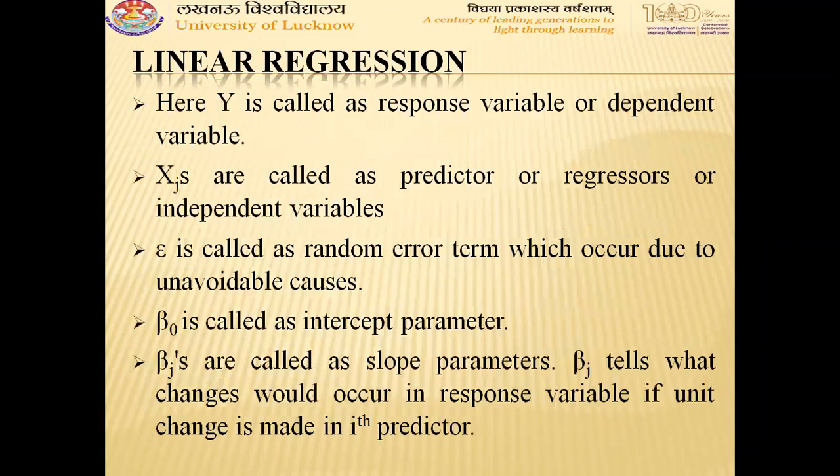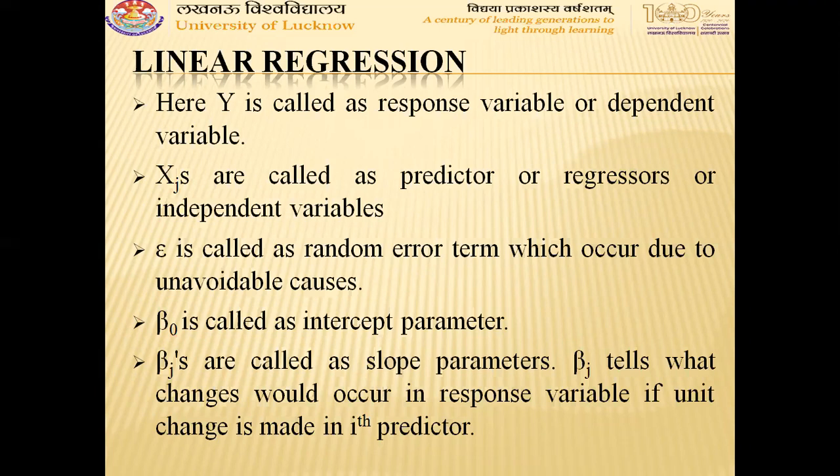y is called the response variable or dependent variable. x is called the independent variable, predictor or regressor. The term dependent means the variable y depends upon the variable x, whereas x is called independent, as we can make changes in the values of x, but we cannot make changes in the values of y. Epsilon is called the random error term, which can occur due to unavoidable causes or causes we are not considering in our model.